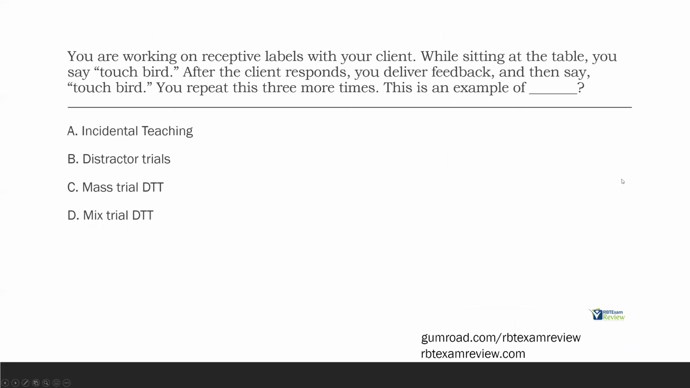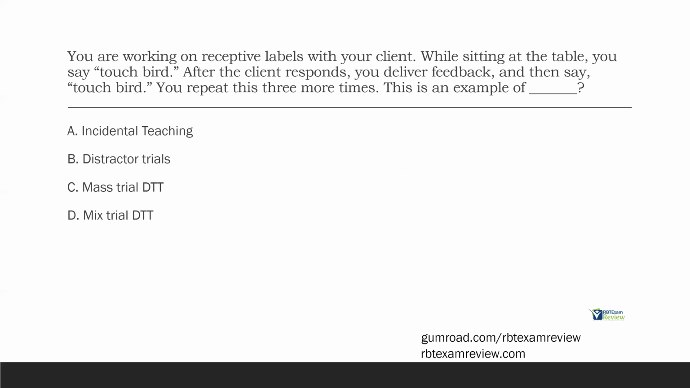You are working on receptive labels with your client. While sitting at the table, you say, touch bird. After the client responds, you deliver feedback and then say, touch bird. You repeat this 3 more times. This is an example of what?